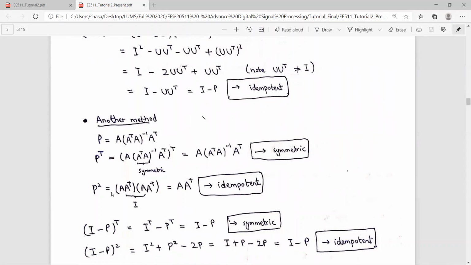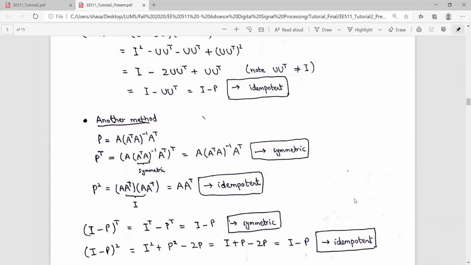Then we do P square. Now this A pseudo inverse is a left inverse, and when we multiply it with A, this results in I, and P square is equal to P. And then for I minus P transpose, we simply do I transpose minus P transpose, but we have already seen that P transpose is equal to P by the symmetric property of P, and I transpose is a diagonal matrix, so I transpose is equal to I. So we have established symmetry, and similarly by doing I minus P square and using the idempotent property of P, we can reach that I minus P whole square is equal to I minus P.